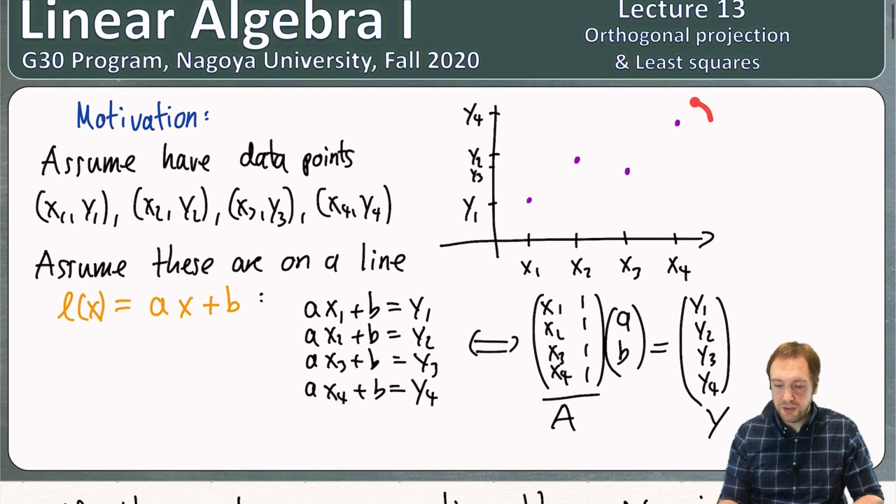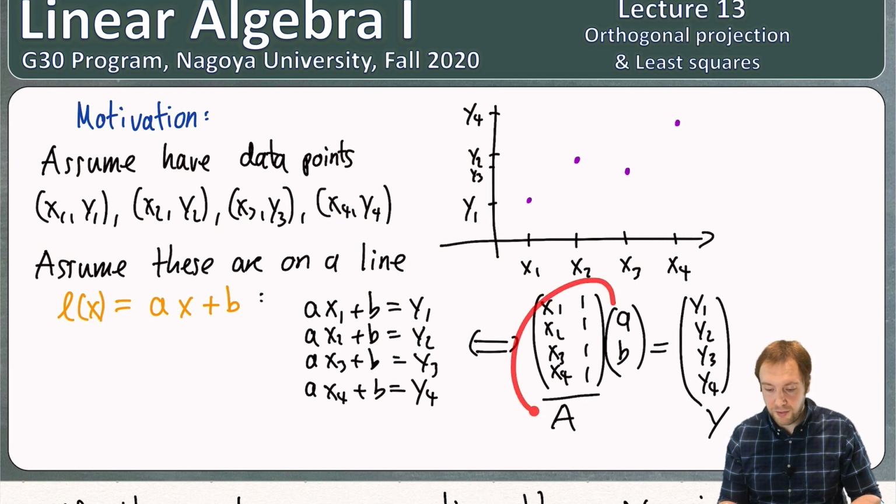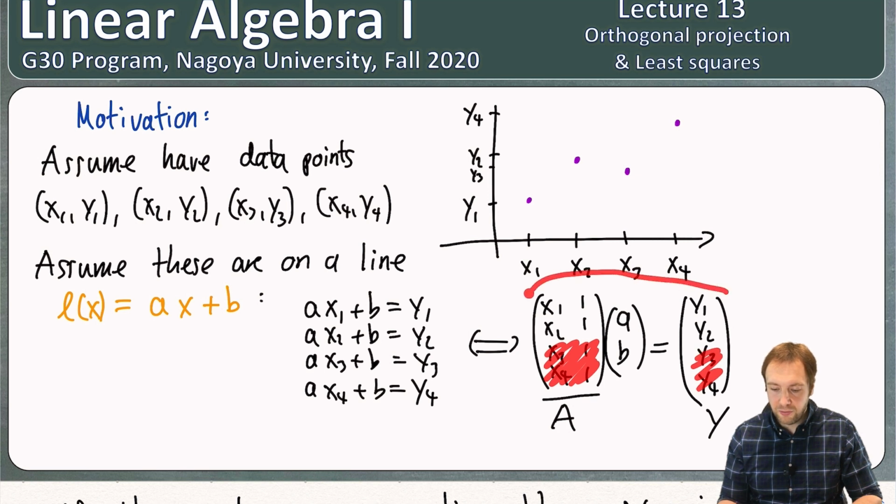But in this picture here, the corresponding vector y is actually not in the image of this matrix A, because these 4 points are not on a line. I mean, these 2 points are on a line, so if I would just forget these values here, then I could solve this linear equation. But if I add this point here, then this equation here has no solution.